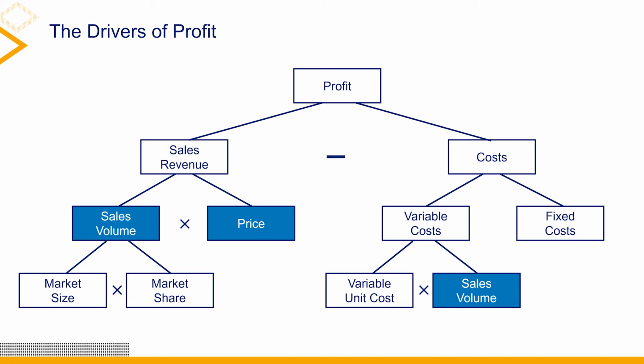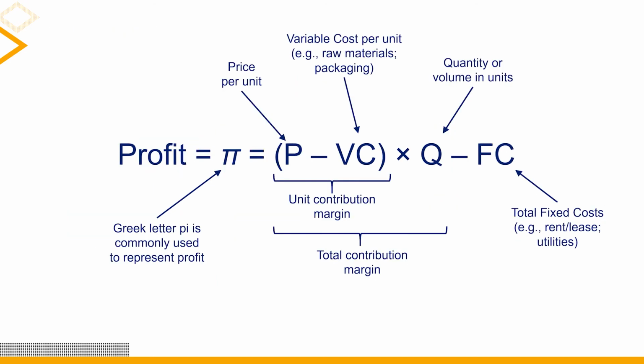To understand how price changes and their associated change in volume affect profit, we break down profit into its components. Profit is sales revenue less costs. Sales revenue is sales volume times price. Sales volume affects profit in two ways: its effect on sales revenue and its effect on total variable costs. Price changes affect sales volume. For a given price change, our goal will be to understand how these two factors, price and volume, collectively affect profit.